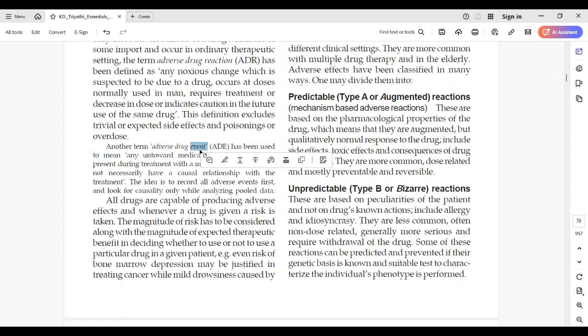So basically it is the event, an untoward medical occurrence that may present during treatment with medicine, but which does not necessarily have a causal relationship with the treatment. It means whatever drug we are giving, if it does not have a direct relationship with the treatment or drug that is given, then the reaction is called an adverse drug event.